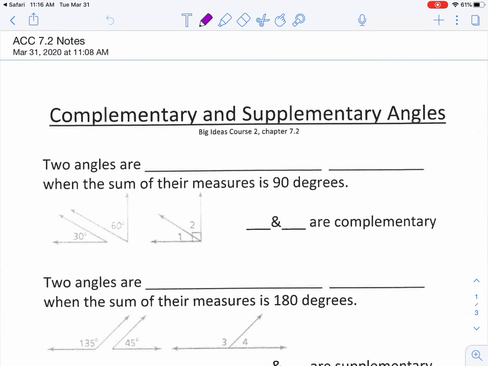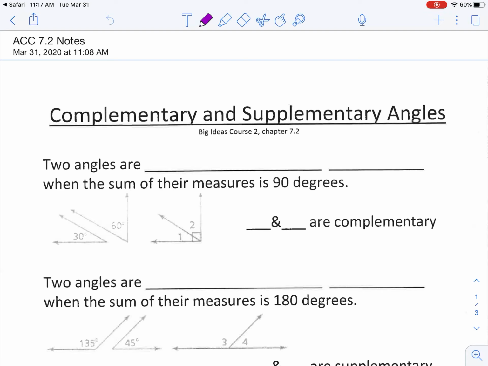Hello guys, so today we're going to do chapter 7 section 2, which is complementary and supplementary angles. So make sure you pull up your notes and follow along and fill these out as I go through them, please, just like we would in class. We'll do the notes today on Tuesday, and then Wednesday and Thursday we will practice using these notes.